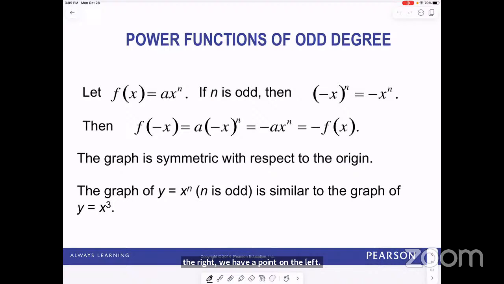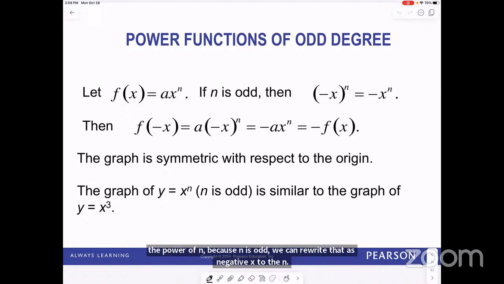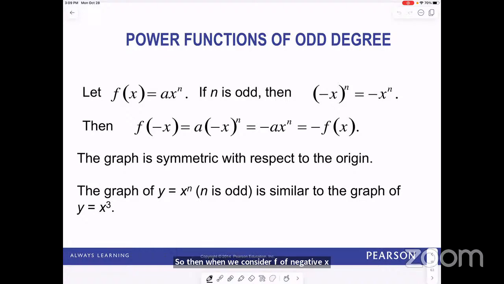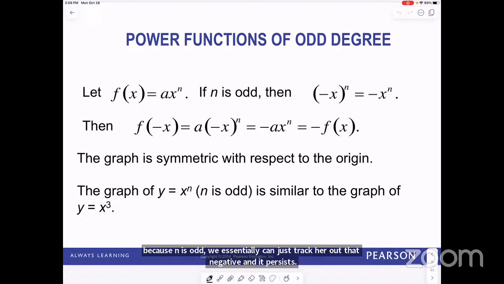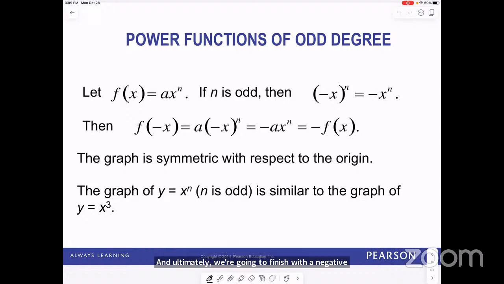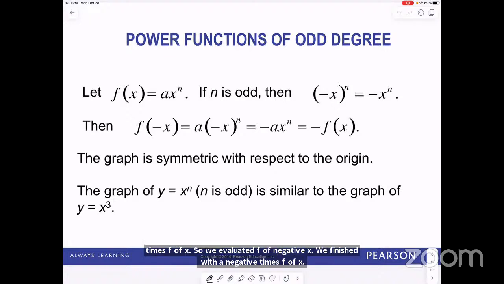And then we want to consider when n is odd. So if we consider the power function f of x equals ax to the n, where n is odd, then if we have negative x quantity to the power of n, because n is odd, we can rewrite that as negative x to the n, right? So in other words, the negative persists because the power is odd. So then when we consider f of negative x, that's going to be a times quantity negative x to the power of n. But because n is odd, we essentially can just factor out that negative and it persists. And ultimately, we're going to finish with a negative times f of x. So we evaluated f of negative x. We finished with a negative times f of x. That's the definition of a function being odd.